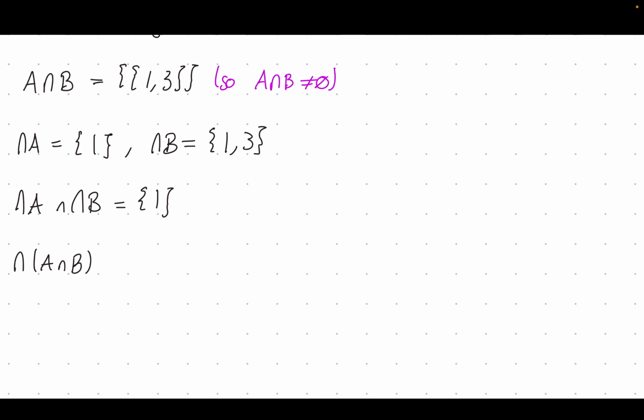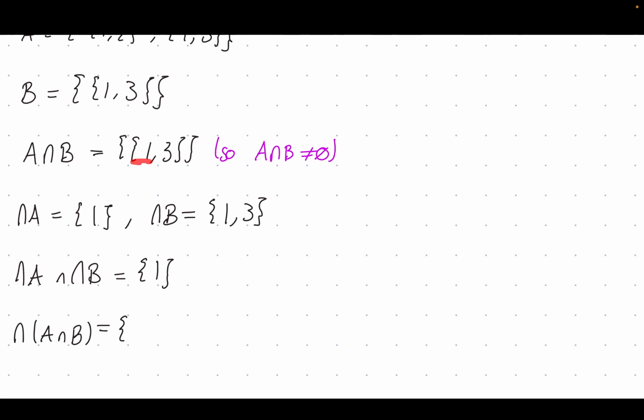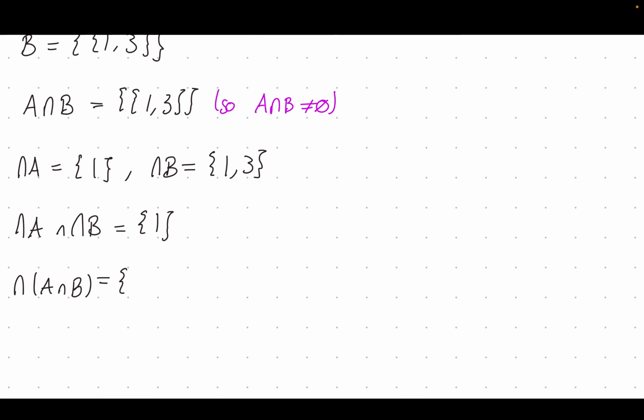whereas the intersection of A intersect B is going to be the set of elements that appear in every element of A intersect B, which is going to be equal to 1, since it appears in this element, and that appears in all. 1 appears in this element, and thus it appears in the only element of A intersect B, and thus appears in every element of A intersect B. Same goes for 3, appears in this element, so it appears in every single element of A intersect B. So we get {1, 3}.